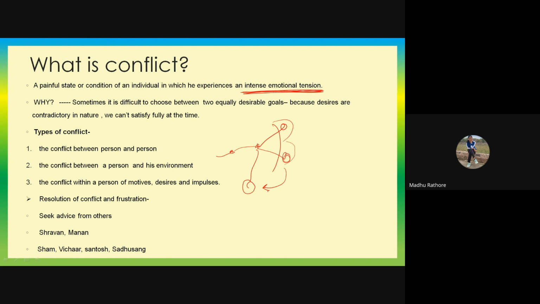So whenever we are not focused on our aim, we have so many goals in front of us, and we are always confused about what to get. If we are not setting our priority, then definitely we come under conflict.